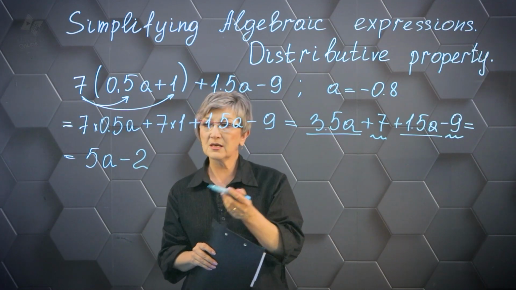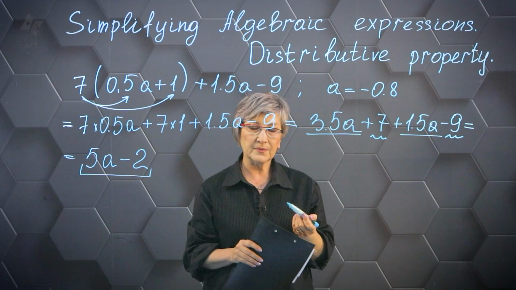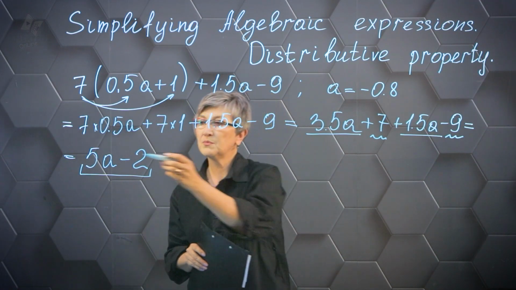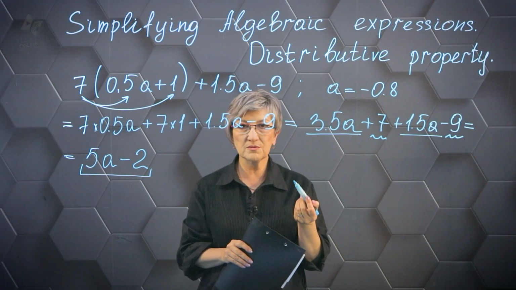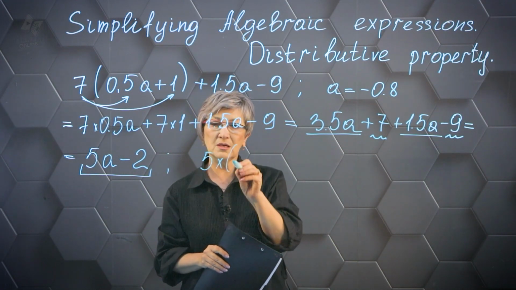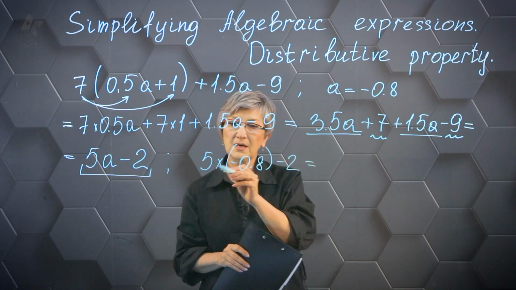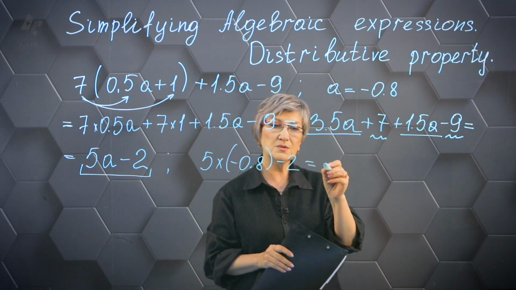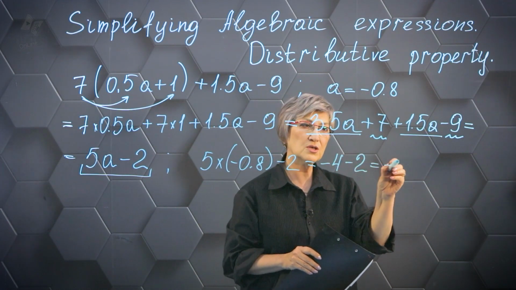I got the following expression: 5 times a minus 2. And only now, instead of a, I can substitute the value minus 0.80. The result is 5 times minus 0.80 minus 2. 5 times minus 0.8 is minus 4, minus 2, and minus 4 minus 2 is minus 6.